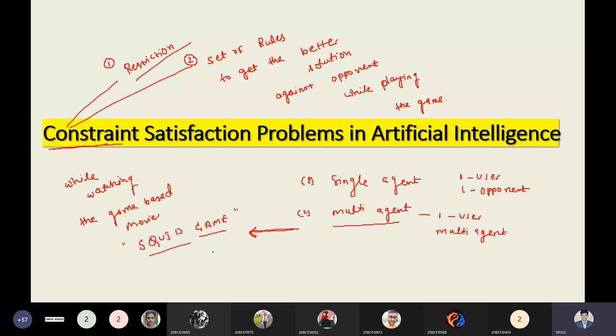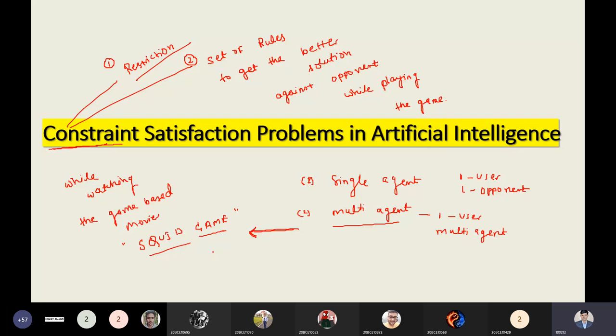The rest of the detail about game playing we will see later, but right now we are talking about the constraint satisfaction problem. It means every agent involved in playing the game must satisfy the same rules or not. If someone is not satisfying the rule, he will lose. And what is the penalty imposed? As you have seen in that movie, that is a good example I can take here. So from this point I can start the constraint satisfaction problem. This is the base I have spoken about here.